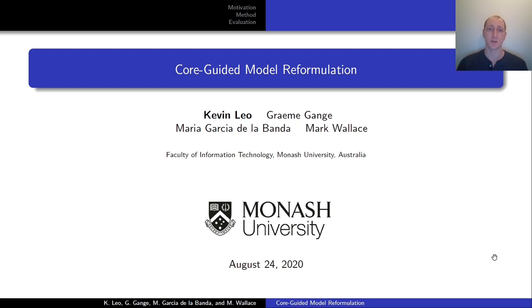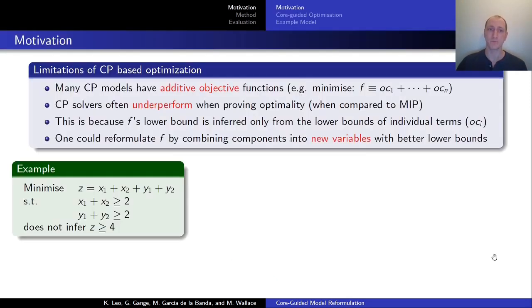Welcome to this presentation on our paper on core-guided model reformulation. In this paper, we wanted to address one of the main limitations of constraint programming-based optimization, in particular that CP models tend to have additive objective functions, and CP solvers often underperform on these. This is because it's often difficult for a CP solver to improve the lower bound on these kinds of functions.